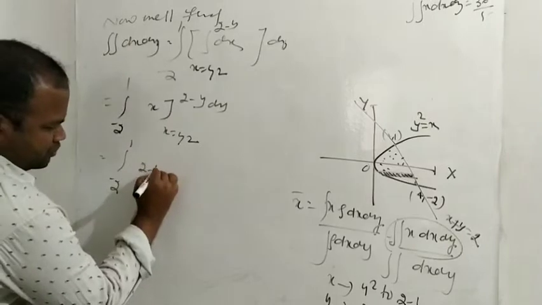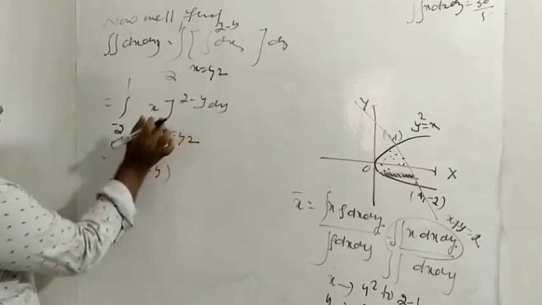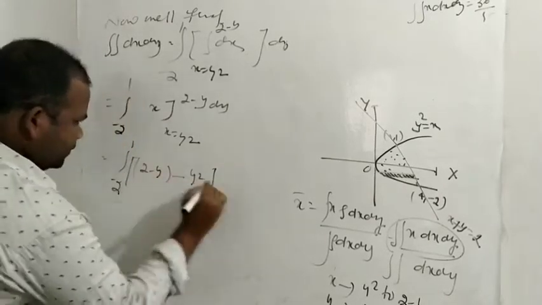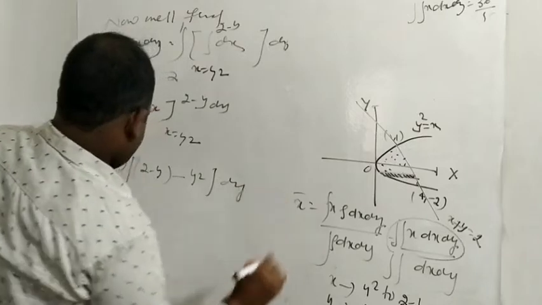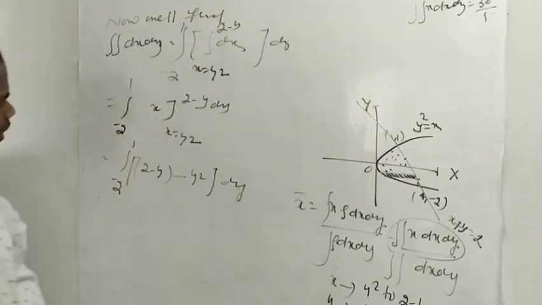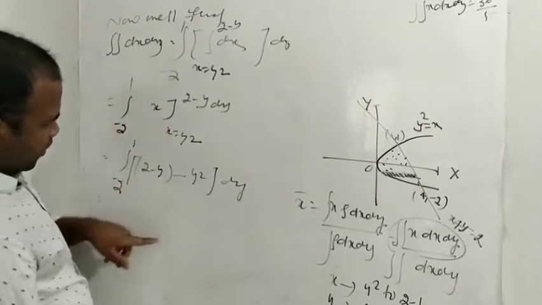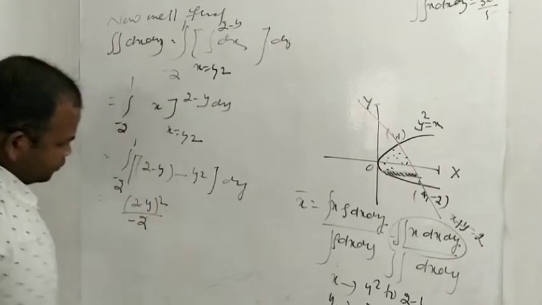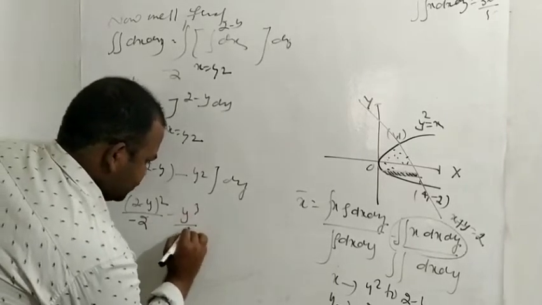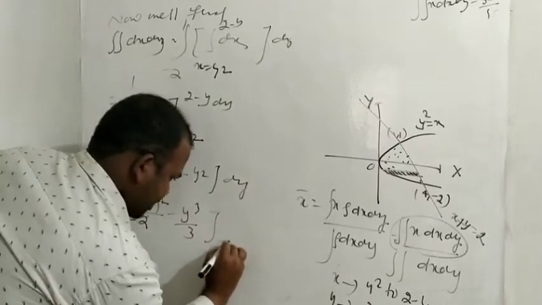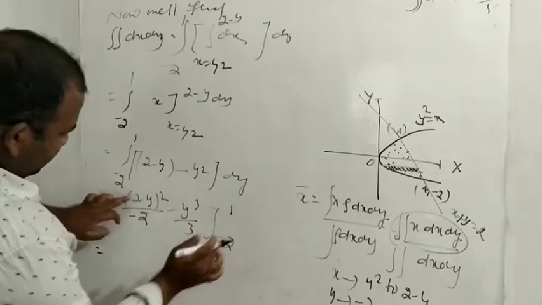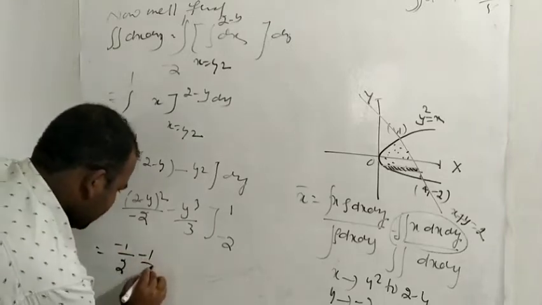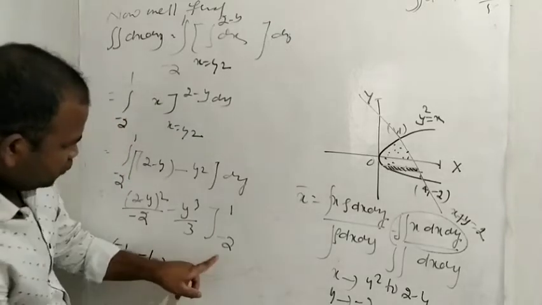So this is 2 minus y. What is the upper limit? 2 minus y minus y square into dy. So now you will find the integration with respect to y. So this is (2 minus y) squared upon minus 2, and this is minus y cube upon 3, from minus 2 to 1. Upper limit is 1. 2 minus 1, this is 1 upon 2, and this is minus 1 upon 3. Okay, upper limit minus lower limit.